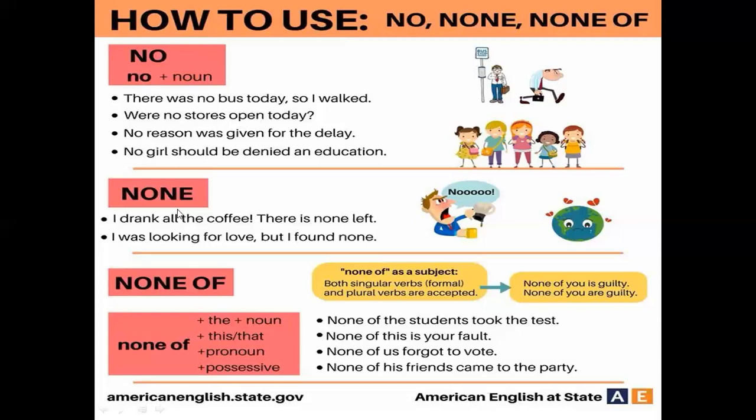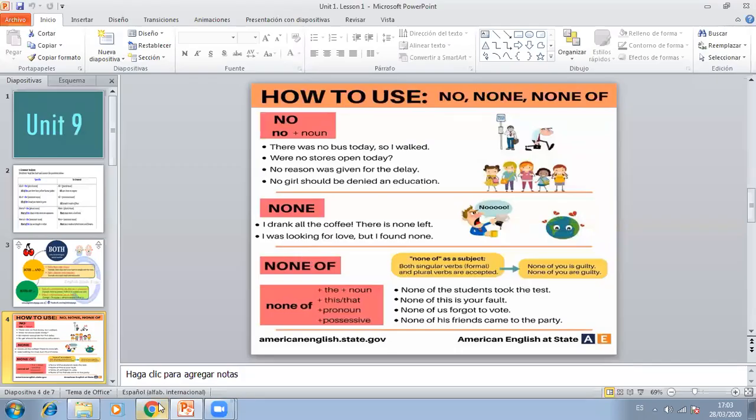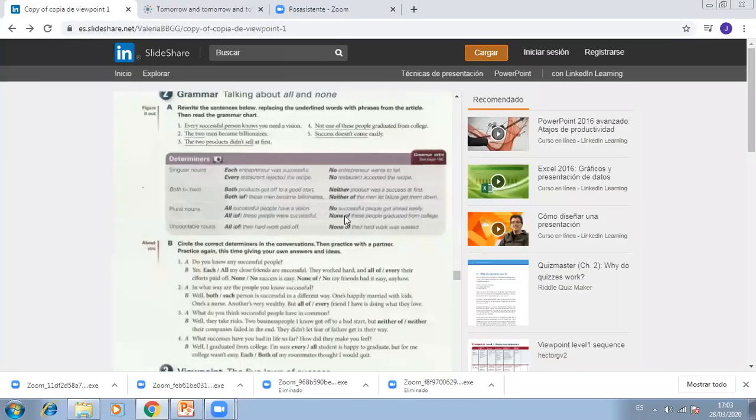After that, we have none. Observe these examples. I drank all the coffee. There was none left. And let's pay attention to page 95, when we use no and none. In this context, it's very easy to identify the difference, because in the book they are presenting no and none of as the opposite of all and all of. So it's very simple to identify the difference here between no and none of.